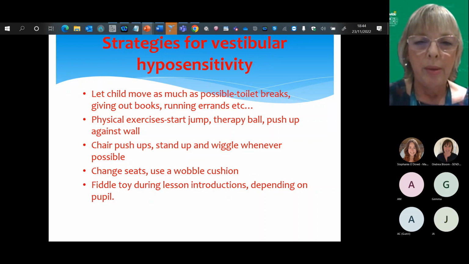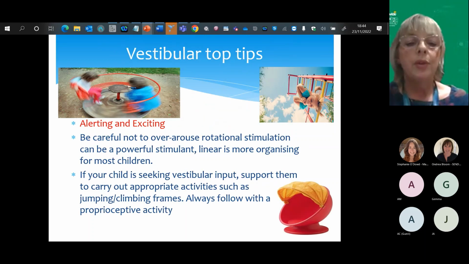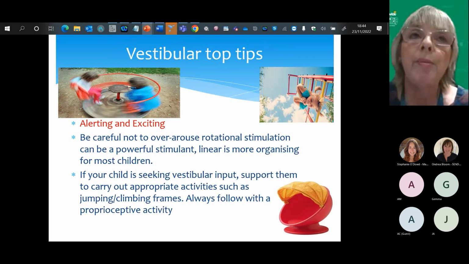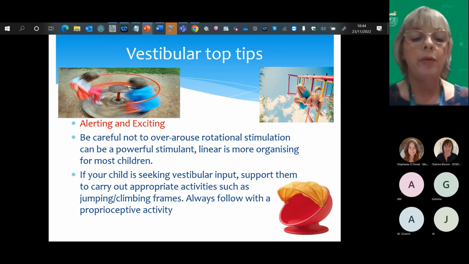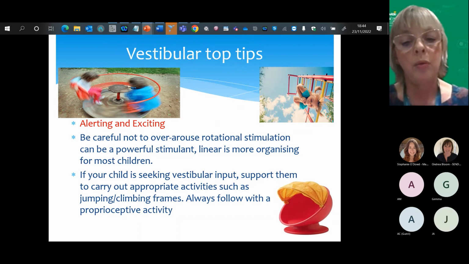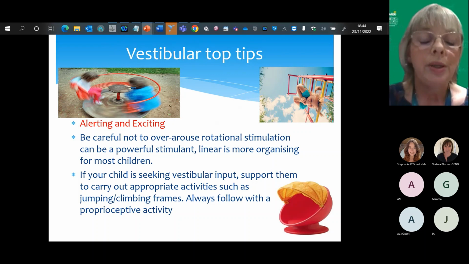Most important thing to remember, vestibular top tips. The most important thing to remember is that actually linear vestibular, which is like swings going forwards and backwards, will calm and organise. Rotational vestibular, it's very easy to overstimulate a child by using rotation, and then it can be quite hard to get children down. So I use sensory integration with some of the children I work with, and it can be really, really difficult.